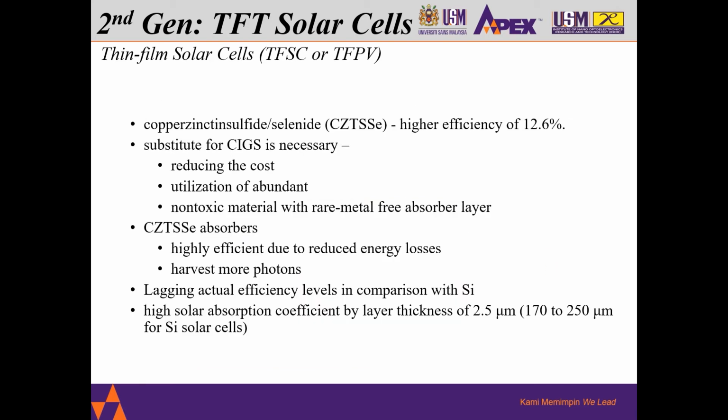Copper zinc tin sulfide selenide, CZTSSe, has a higher efficiency of 12.6%. A substitute for CIGS is necessary to reduce the cost, utilizing abundant, non-toxic material with a rare-metal-free absorber layer. CZTSSe absorbers have unique properties such as high efficiency due to reduced energy losses. It can harvest more photons from the sun. The actual efficiency in comparison with silicon is still lagging, however.